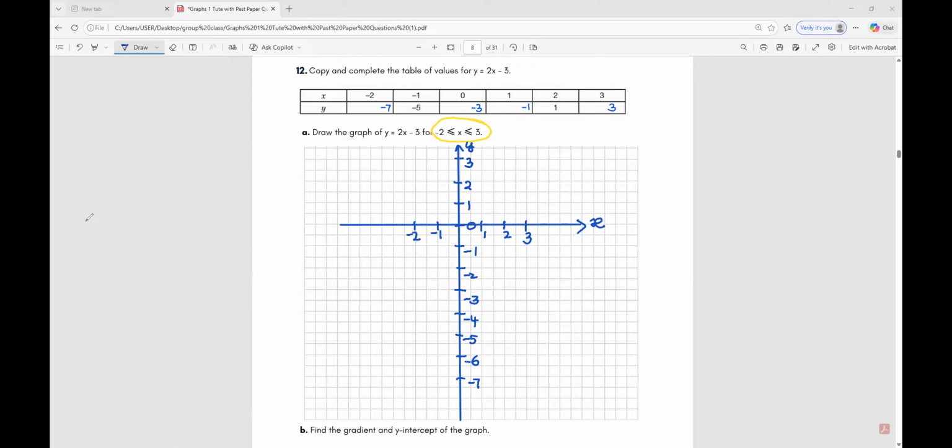You should label the x and y axis. X, y, you will get 1 mark, or they will deduct 1 mark. Usually for drawing the graph, they will allocate only 2 marks. If you don't label, they will deduct 1 mark. You will get only 1.